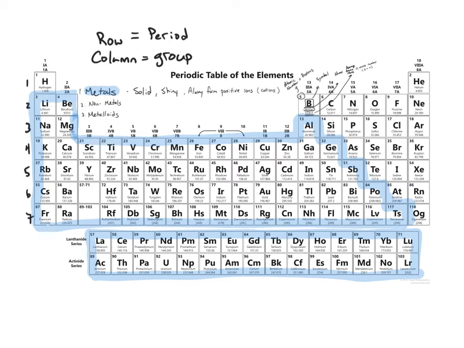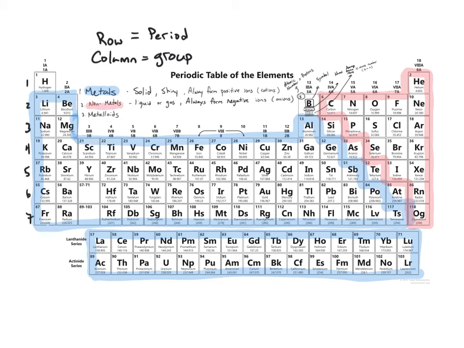Now, what makes nonmetals different than metals is that instead of just being solid, like all metals are solid at room temperature, nonmetals tend to be liquids or gases at room temperature. Some of them are solid, like carbon, but not all of them. And so they come in all different states of matter. But the one thing that makes them very different than metals is that instead of forming positive ions, nonmetals always form negative ions. And so I'm going to outline them in red at this time. All of these elements represent nonmetals.